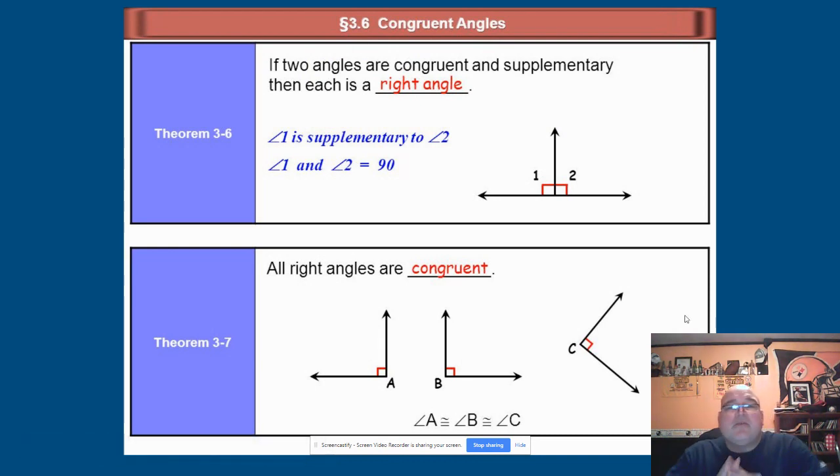Other theorems that we use today. If two angles are congruent and supplementary, then each is a right angle. And all right angles are congruent because every right angle measures 90 degrees, therefore all right angles are congruent to each other.